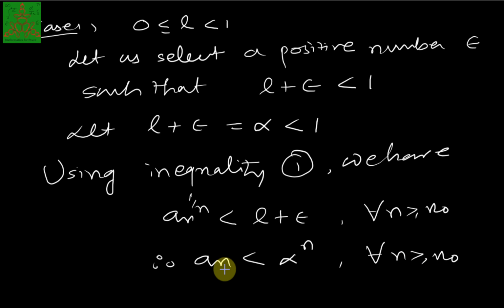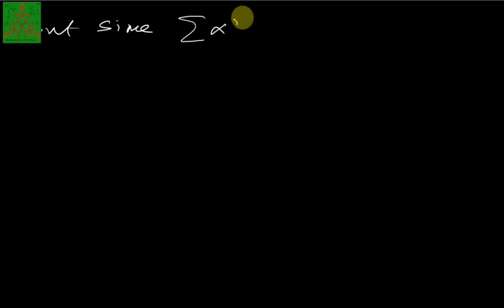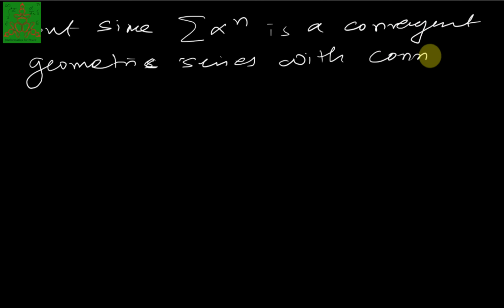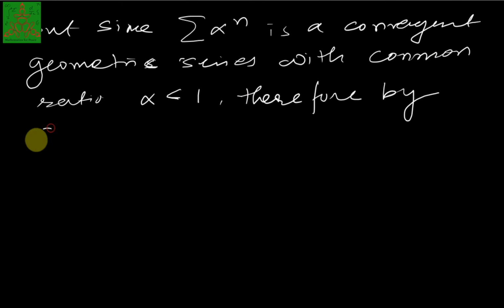Now we'll apply the comparison test here. I can see that it is a geometric series: if the summation of alpha raised to n is convergent, then by comparison test an is also convergent. And this is convergent because alpha, which is the common ratio of that geometric series, is less than 1. Since the summation of alpha raised to n is a convergent geometric series with common ratio alpha less than 1, therefore by comparison test the series summation of an is convergent.